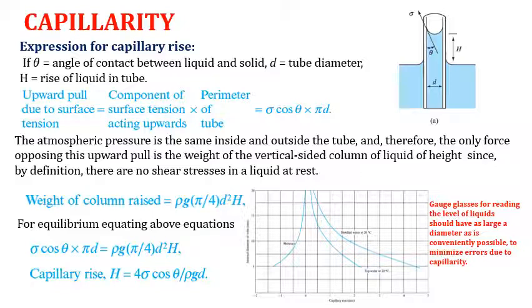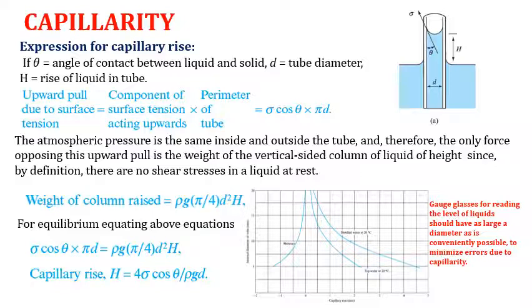Now just rearrange and simplify, and you'll get the expression for h, which is capillary rise, which is 4 sigma cos theta over rho g d. So from here you can see that capillary rise is inversely proportional to the diameter of the tube. By increasing the diameter of the tube, the capillary rise will decrease.